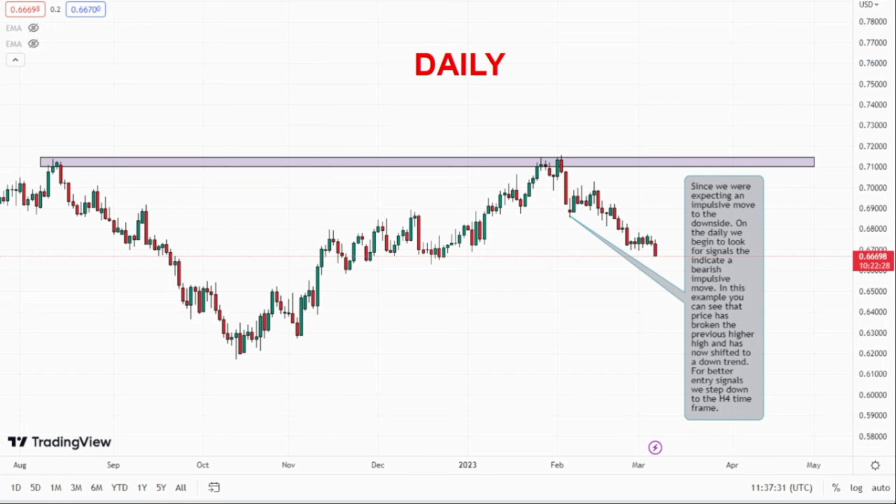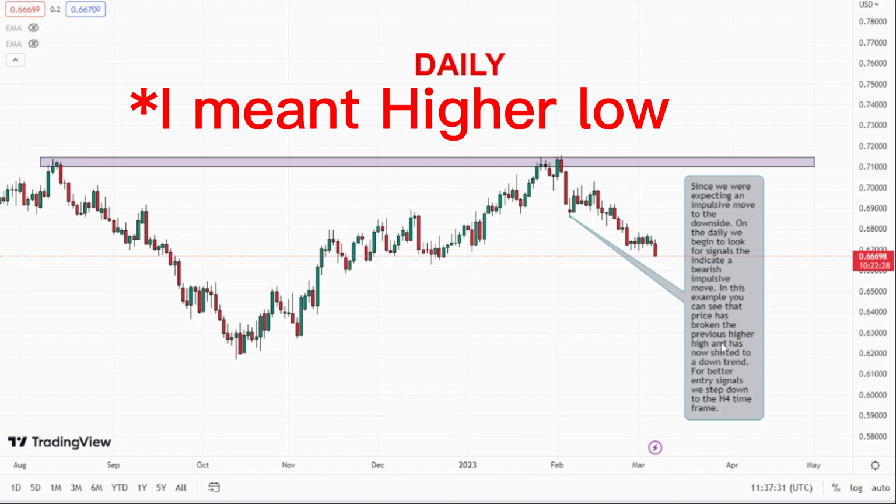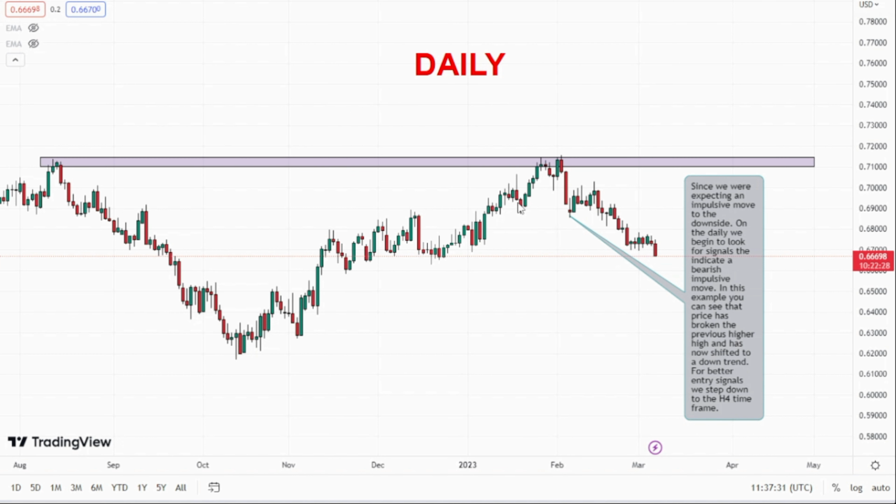So now we go to our daily. Since we were expecting an impulsive move to the downside, on the daily we begin to look for signals that indicate a bearish impulsive move. In this example, you can see that price has broken the previous higher high. You can see it very well in the lower time frame, so we'll get to that very soon.